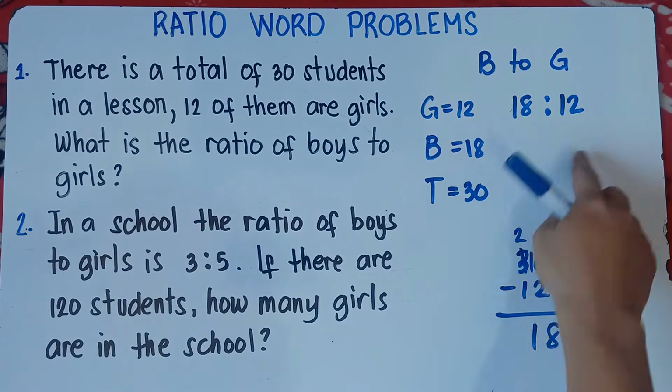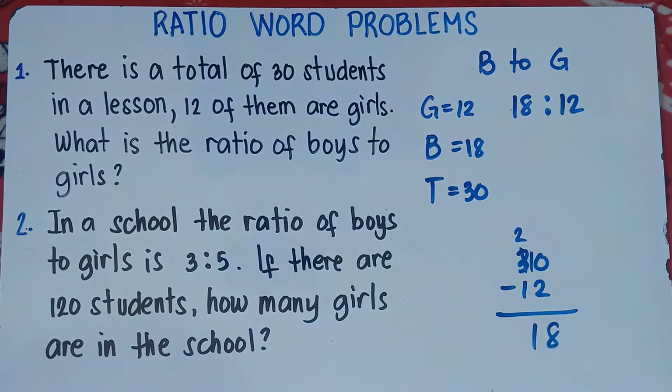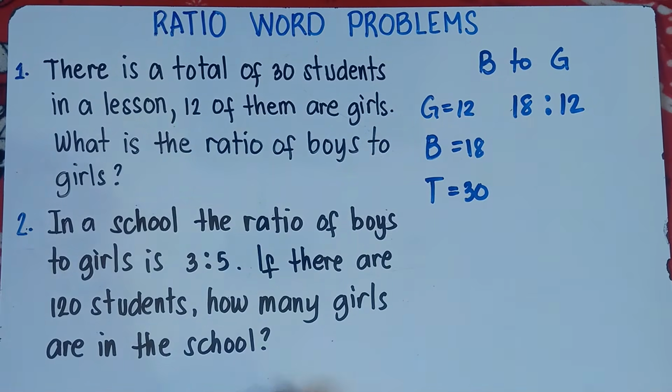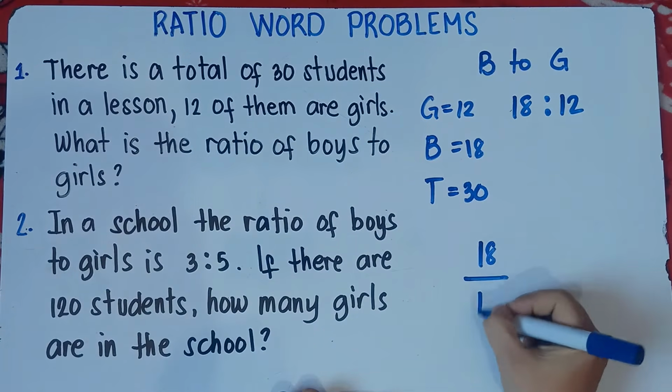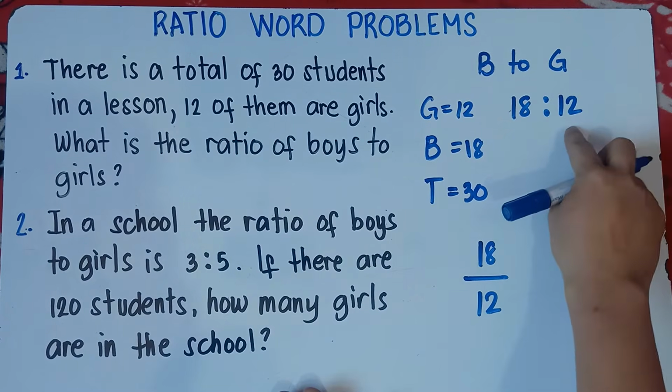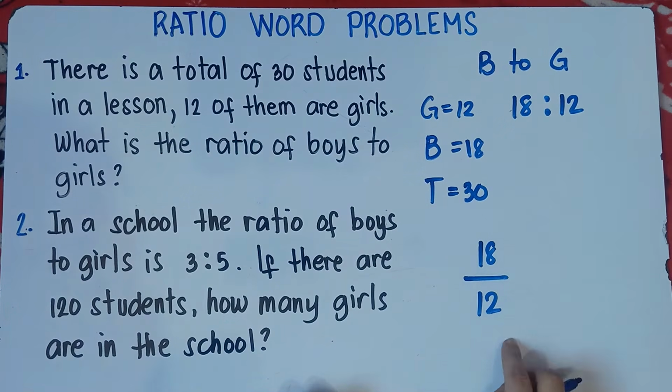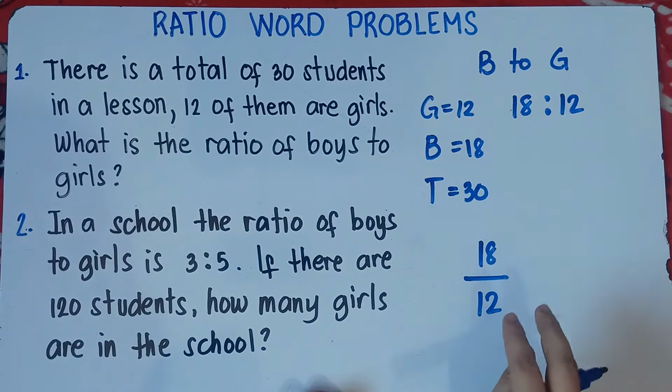Can we simplify 18 and 12? Yep, we can simplify that one. Let's write that in fraction form. 18 over 12. This is just the same, class. 18 is to 12 is just the same as 18 over 12. This is colon form. This is fraction form.